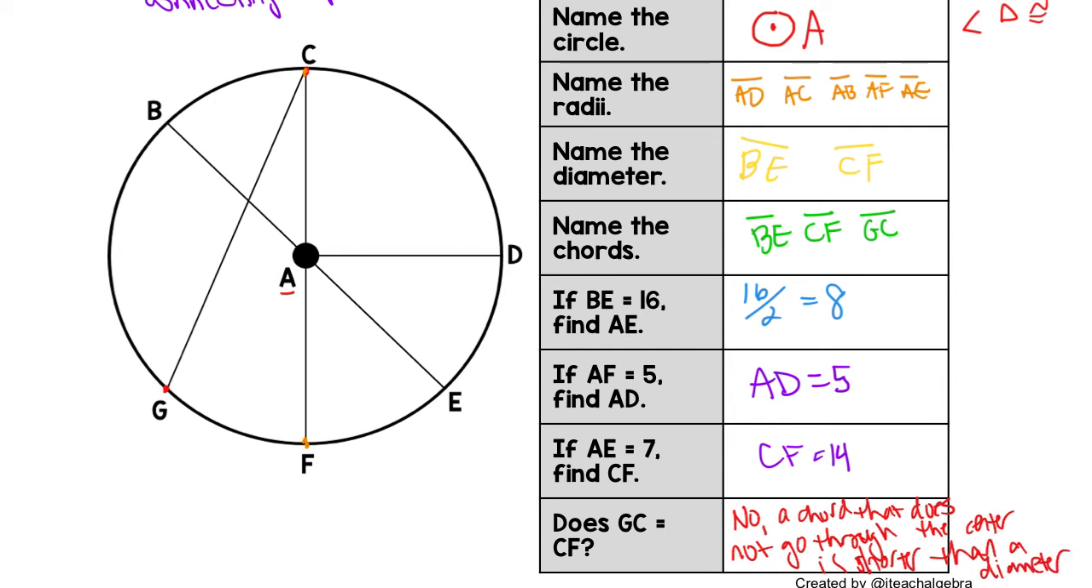Right? So GC is going to be shorter than CF. It's all of the parts of a circle that you'll want to know. Now let's flip your paper over and get to some computations.